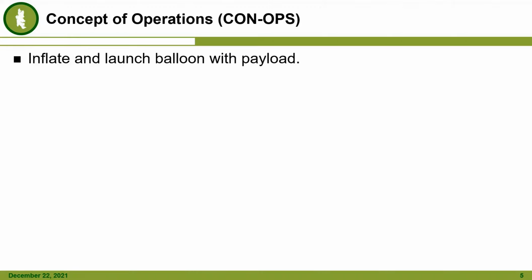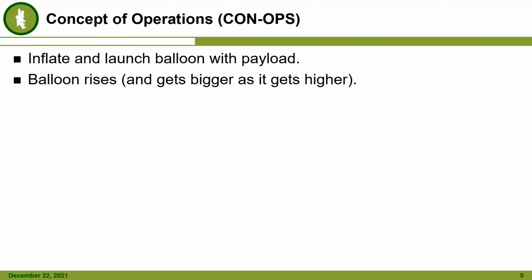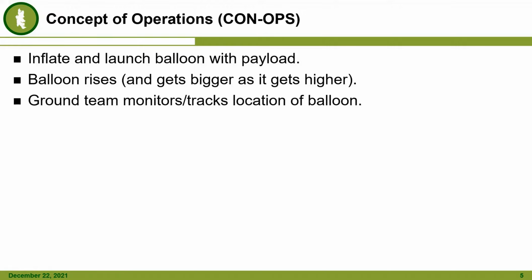All we're going to do is inflate and then launch a balloon which is attached to a payload, so it can basically just start rising through the atmosphere and gathering data. And obviously as it does this, as the air pressure goes down, as it gets higher, the balloon is going to get bigger and bigger as it rises in altitude. And then while this is happening, the idea is our ground team will hopefully be able to monitor and track the location of the balloon, because as we saw in the previous slide, it's going to go really high and we're going to lose visual contact of this fairly quickly.